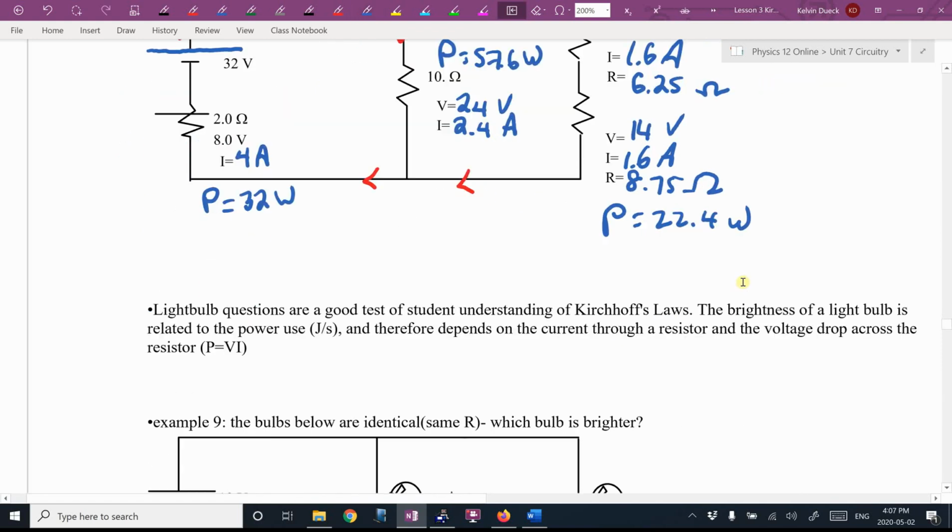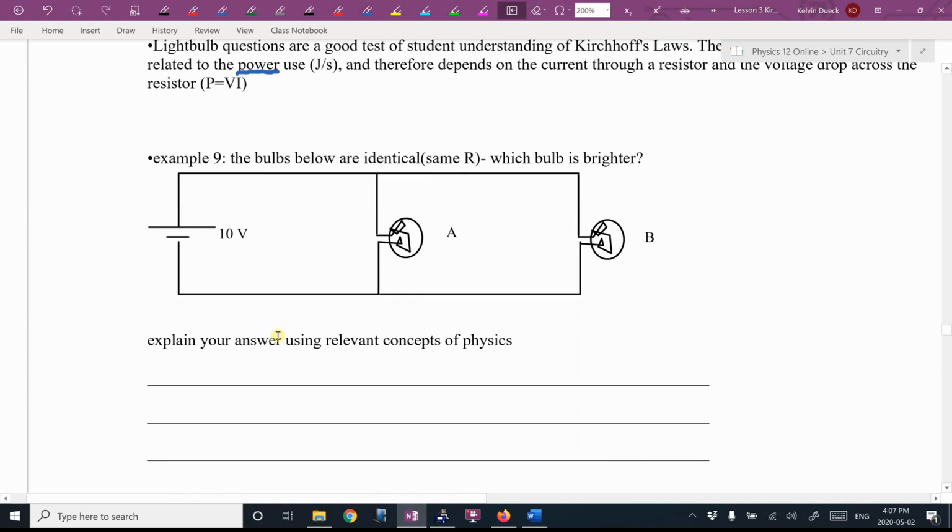Light bulb questions are good questions to show if you understand Kirchhoff's laws, because the brightness of the bulb is related to power. Example 9. The bulbs below are identical. They have the same R. Which one is brighter? Well, they both have the same R.